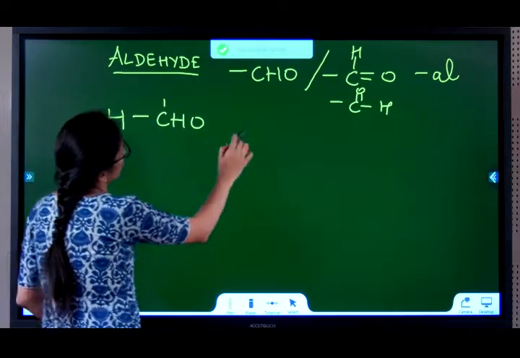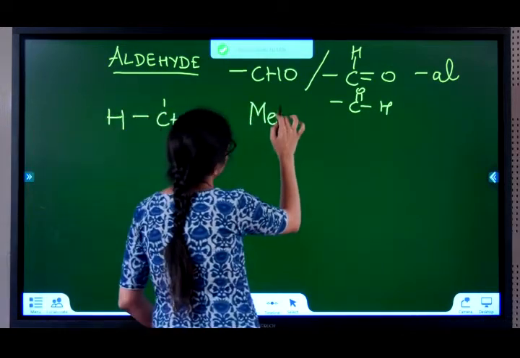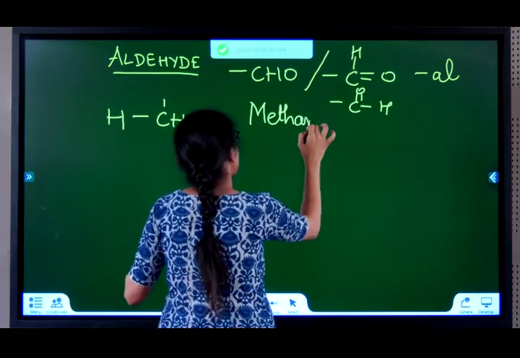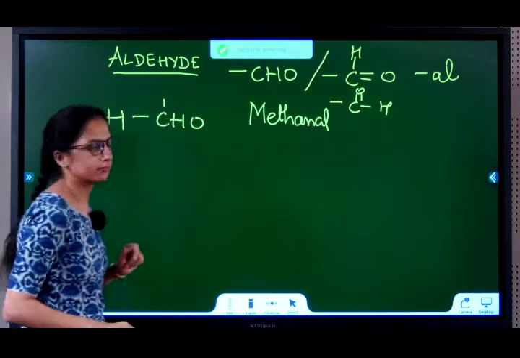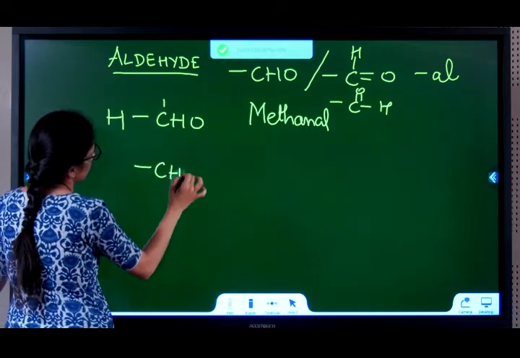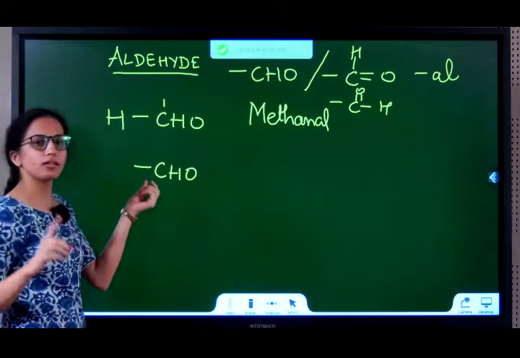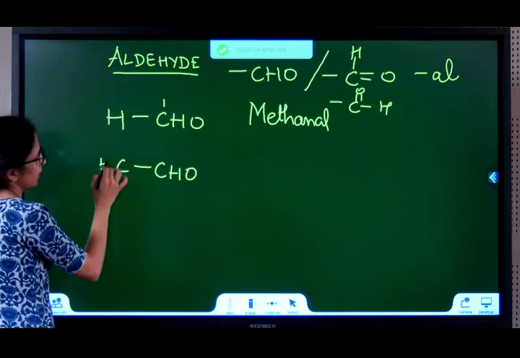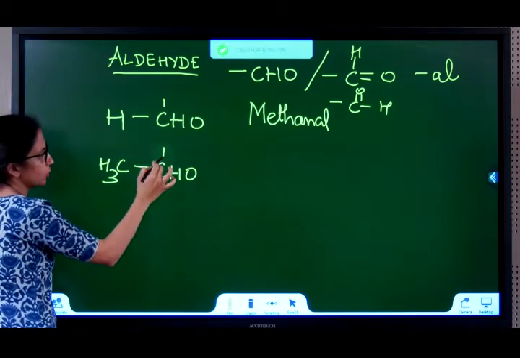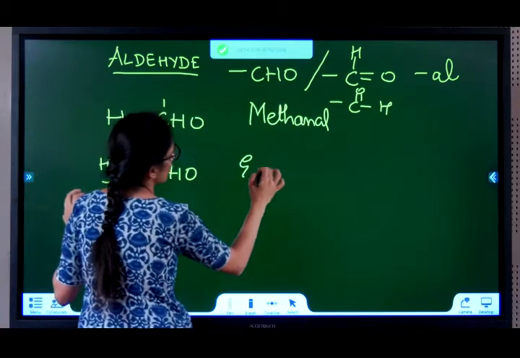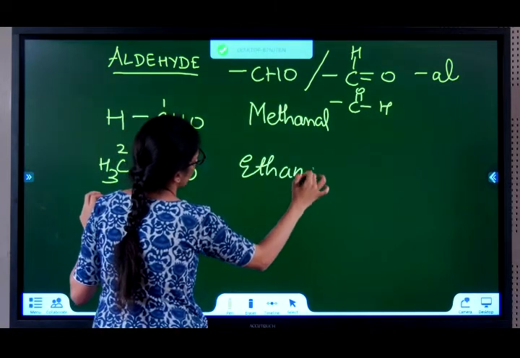So one possible, meth. At position 1 only there is the aldehyde, methanal. Next, it needs one more C, put H3. At position 1, functional group should get the lowest number, 1, 2. So, ethanal.